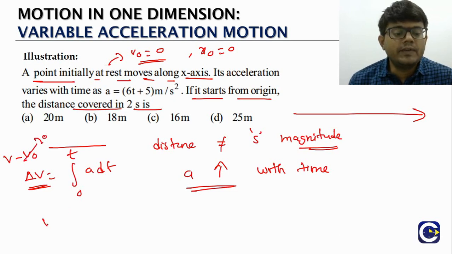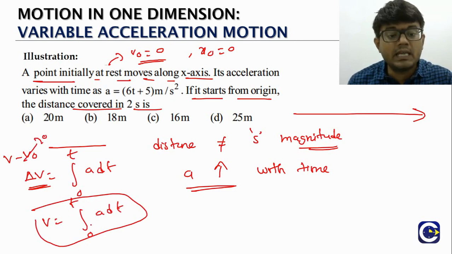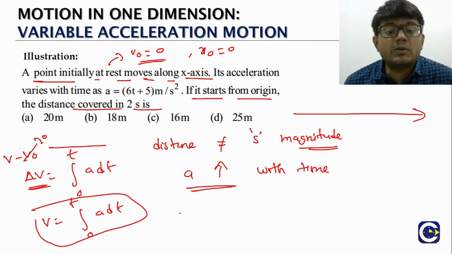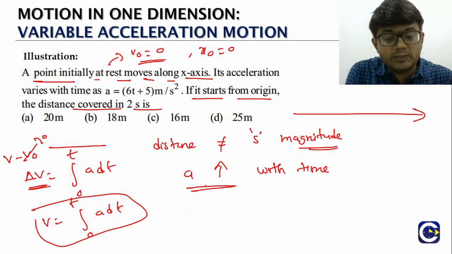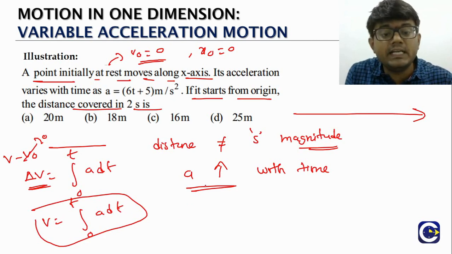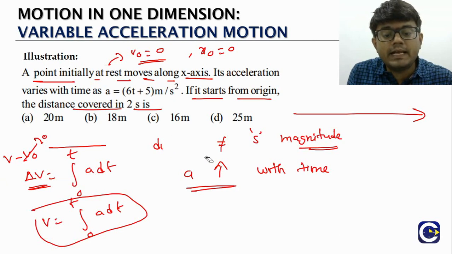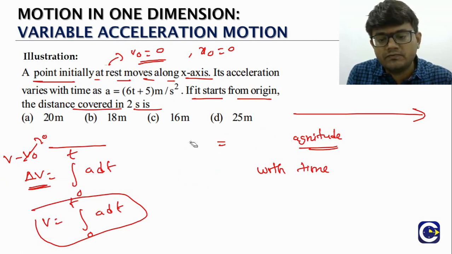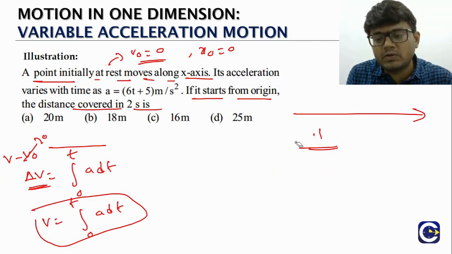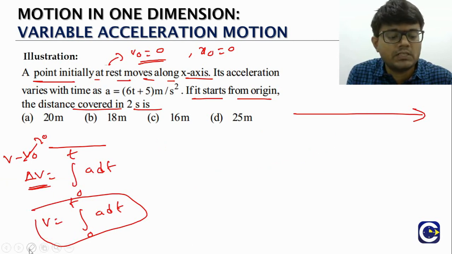So if you integrate a dt between 0 and a time t, that will give us the velocity function. If we integrate the velocity with respect to time, that will give us the overall displacement, correct? So integral v dt will be the overall displacement. So first what we are going to do is get the velocity function. Okay, so how do we get the velocity function?